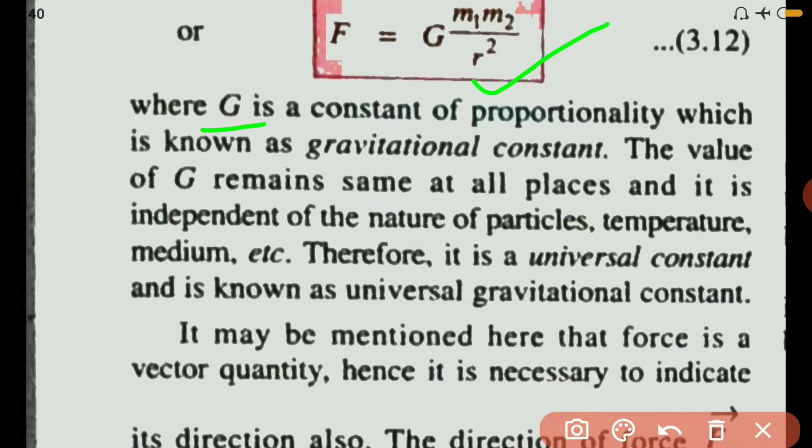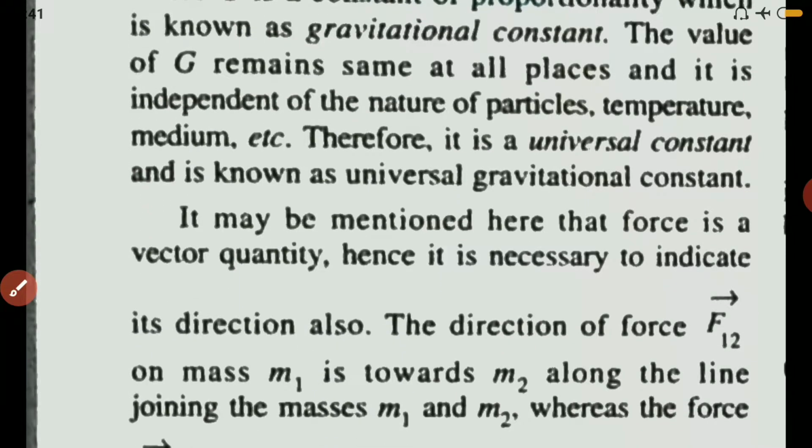So this G is known as the gravitational constant. The value of G remains the same at all places and it is independent of the nature of the particles, temperature, medium, etc. Therefore, it is a universal constant and is known as the universal gravitational constant.